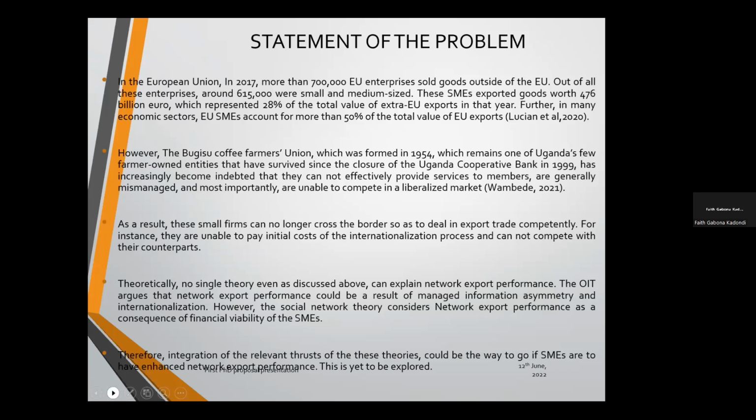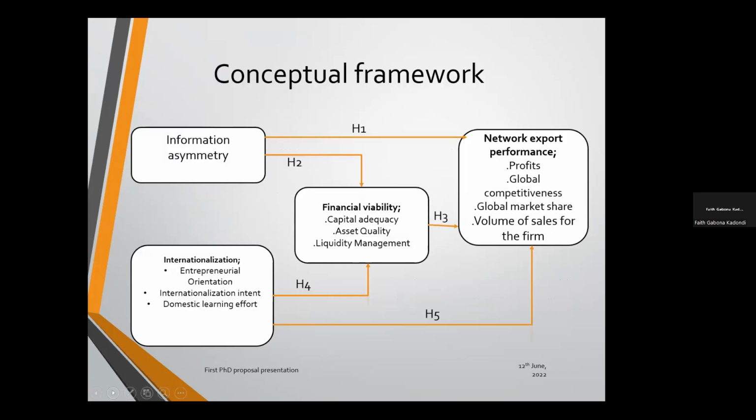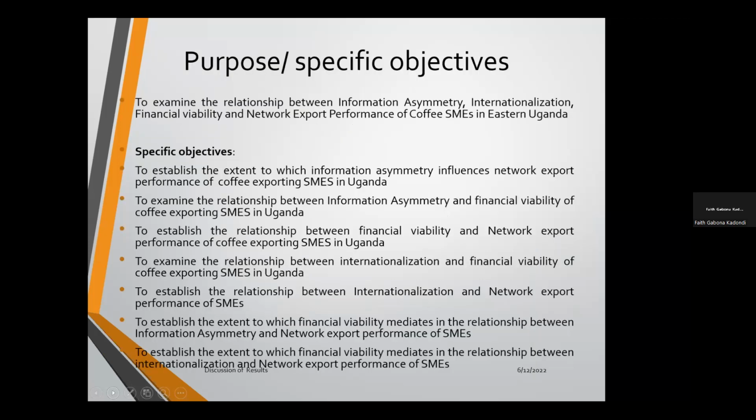My conceptual framework, which is showing the relationship between information asymmetry, internationalization, financial viability, and network export performance. The purpose and specific objectives of my research are to examine the relationship between information asymmetry, internationalization, financial viability, and network export performance of coffee exporting SMEs.